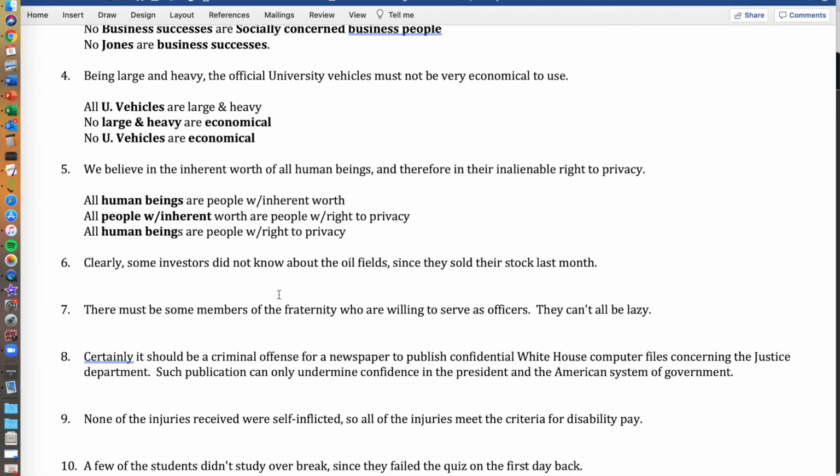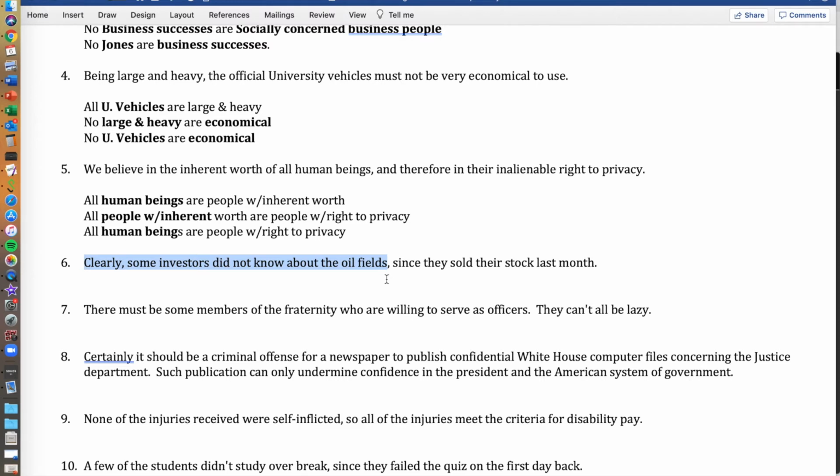Number 6. Clearly, some investors did not know about the oil fields since they sold their stock last month. Here again, one sentence, but two statements in natural language with the argument indicator since. And since tells us this second statement is the evidence statement. It will become the premise in the syllogism. That means this first statement is the claim in the natural language and is going to become the conclusion in the syllogism.